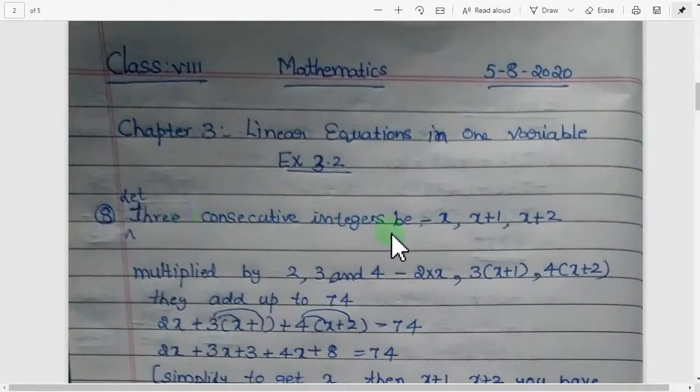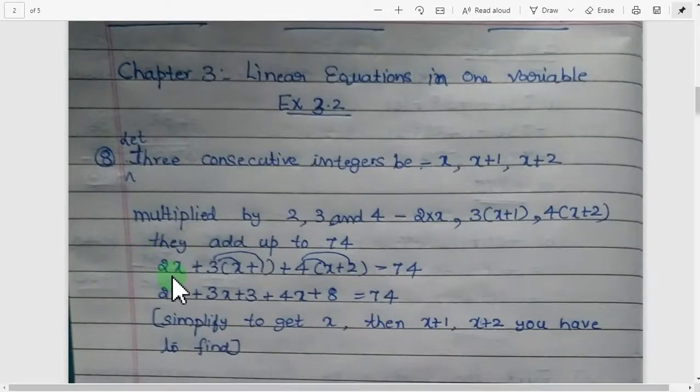Let the 3 consecutive integers be x, x plus 1 and x plus 2, multiplied by 2, 3 and 4. Multiply by 2 for the first consecutive number, so 2 into x. For the next one, 3 into x plus 1. Whenever 2 terms come, we write them within a bracket, and 4 into x plus 2. They add up to 74. If you add these 3 consecutive integers multiplied by 2, 3 and 4, the sum will be 74.